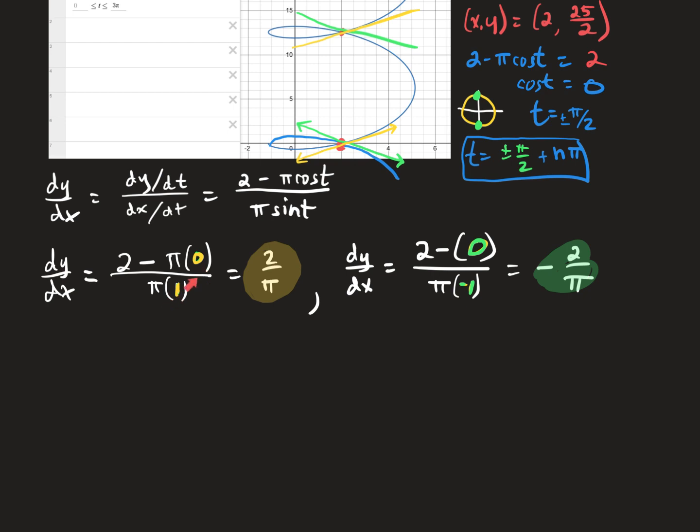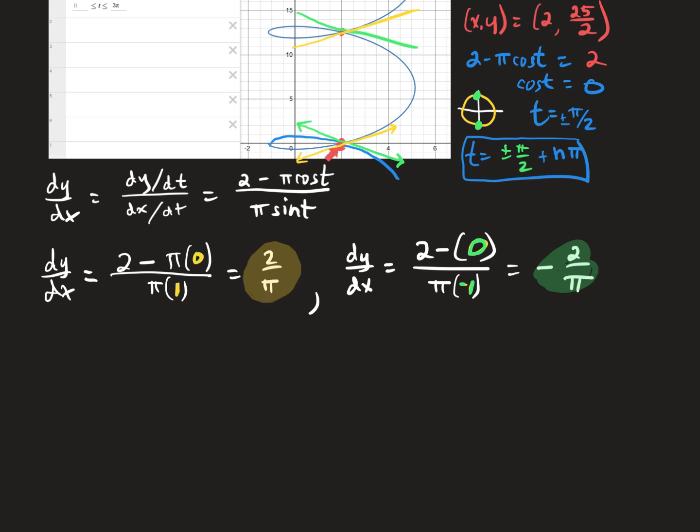All right, so putting in theta equals pi over 2, 2 minus pi times cosine of pi over 2, which is 0, over pi times sine of pi over 2, which is pi times 1. When we put in a negative pi over 2, 2 minus pi times cosine of negative pi over 2, that's still 0, so we just have 2 on top. And pi times sine of negative pi over 2 is pi times negative 1, which is negative pi. All right, well, we've got the slopes.